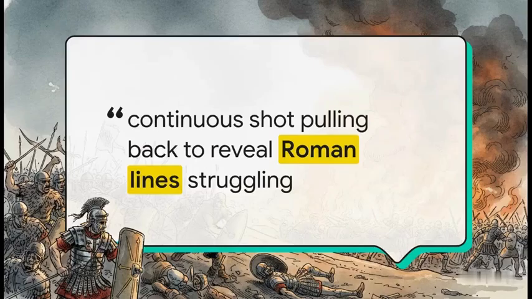All right, let's set this stage right out at the gate. Close your eyes for a second and just picture this sequence as I read the exact text we're working with. Ready? Continuous shot pulling back to reveal Roman lines struggling, soldiers falling, enemy pushing forward, fire starting in the distance, sky darkening with smoke, camera rising slowly showing scale of destruction, epic war atmosphere. Wow. Just absorb the sheer weight of that imagery for a second. In literally one breath, we're taken from this incredibly micro level of hand-to-hand combat all the way to a macro level of just absolute ruin.